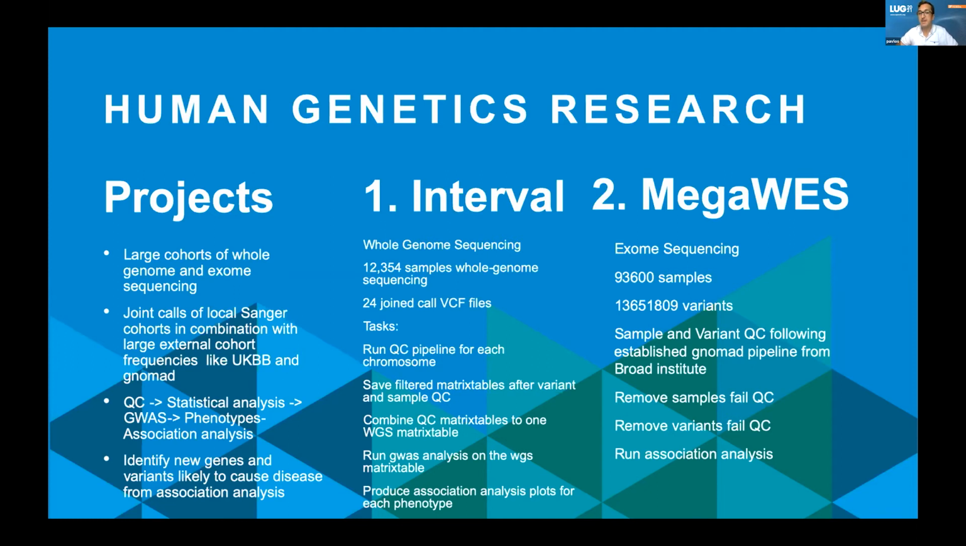The second project is called MegaWES. So this is a combination of exome sequencing samples, 93,600 of them, that came from different sequencing platforms. So we combine all of these samples together in one project, and we followed the established gnomAD QC analysis for sample and variant QC. And our aim is to clean the data set, remove the samples that fail the sample QC, remove the variants that fail the variant QC, and have a good quality data set to run association analysis.